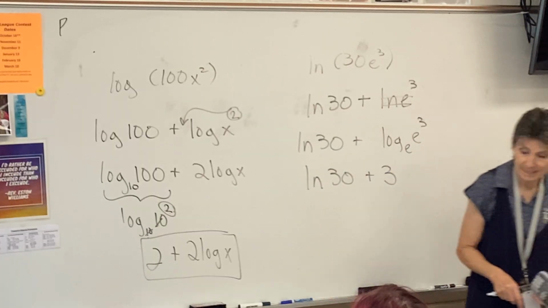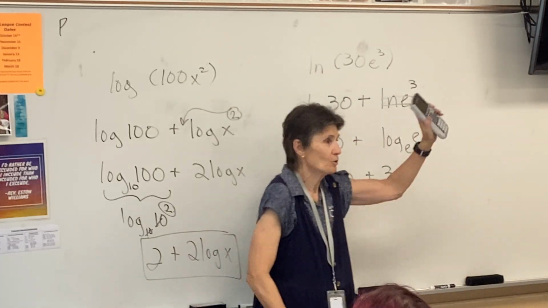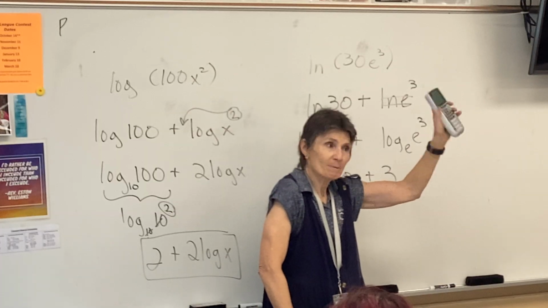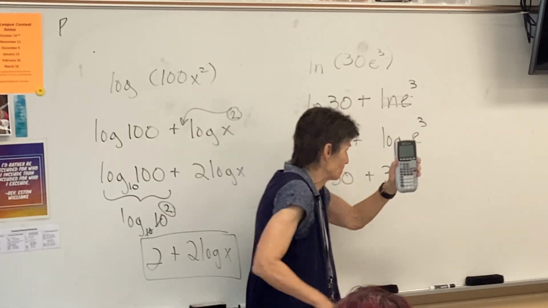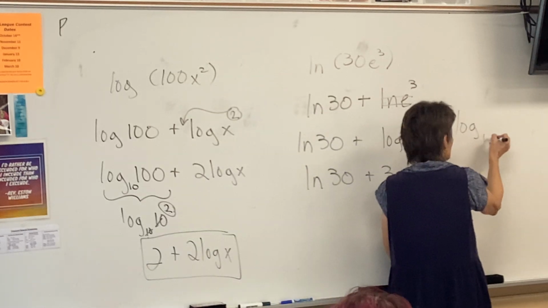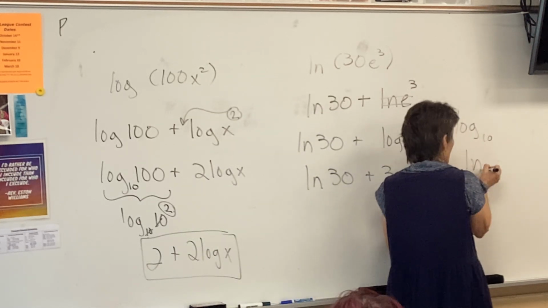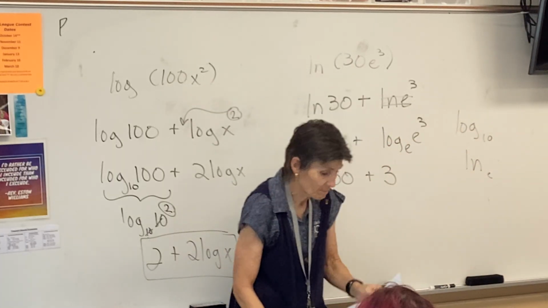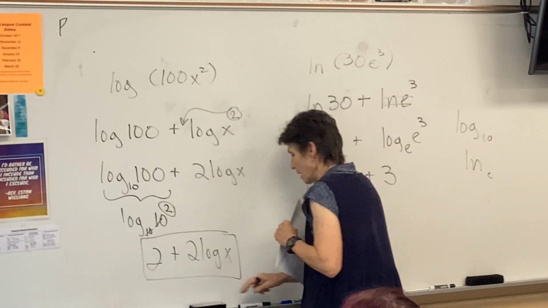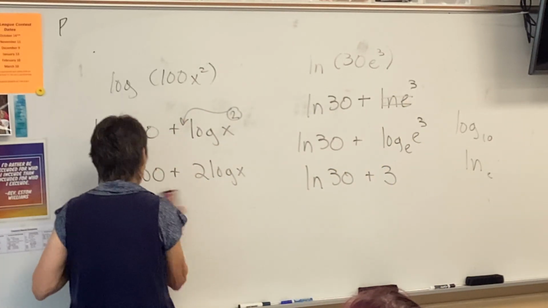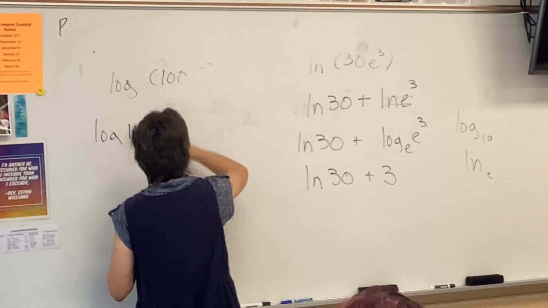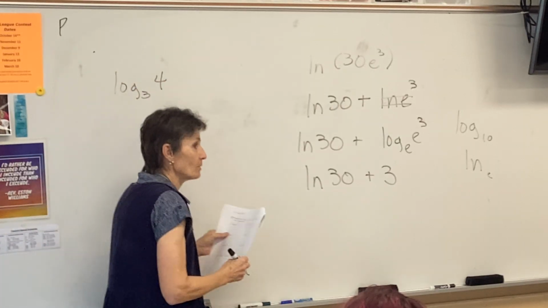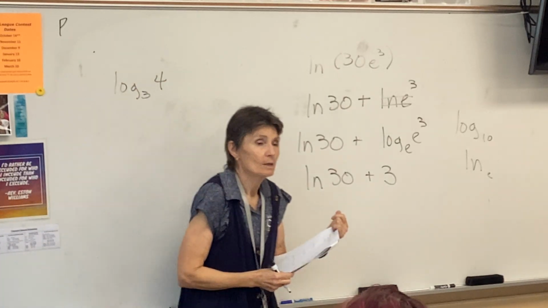But remember, on your calculator are 2 logarithm buttons. Right? Everybody's calculator has 2 logarithm buttons. What are they? Their log, which is base 10, and their ln, which is base e, right? So when we have a problem that says log base 3 of 4, we are not going to be able to use those 2 buttons because it's a base 3. And our calculator doesn't do base 3.